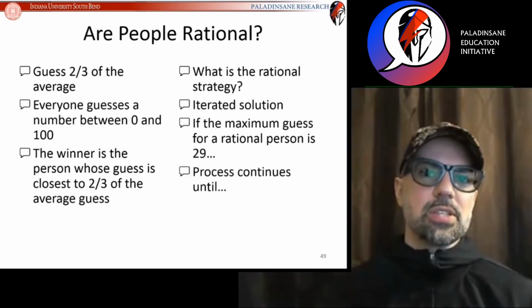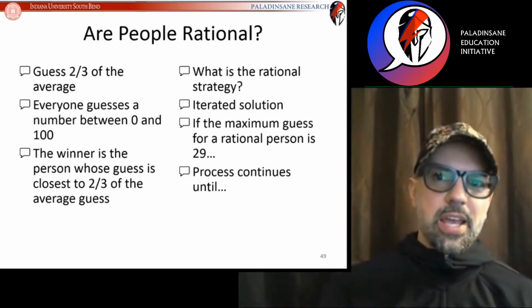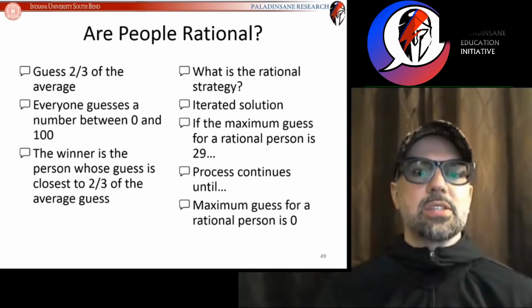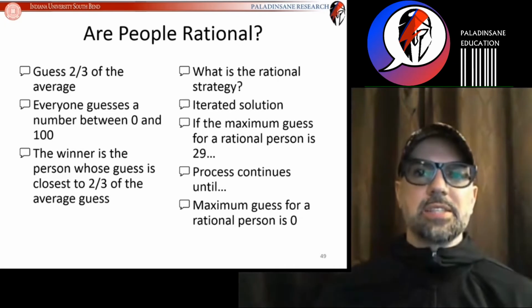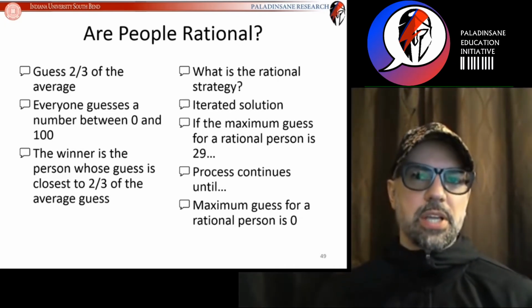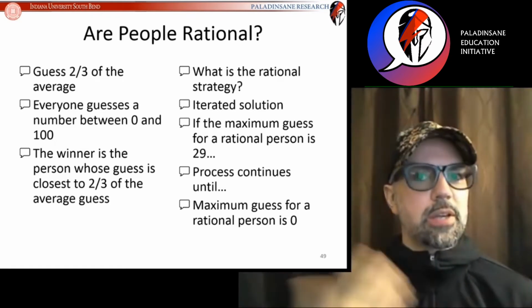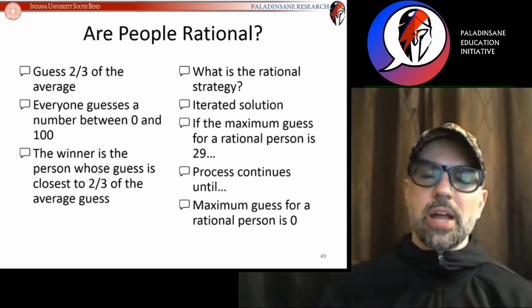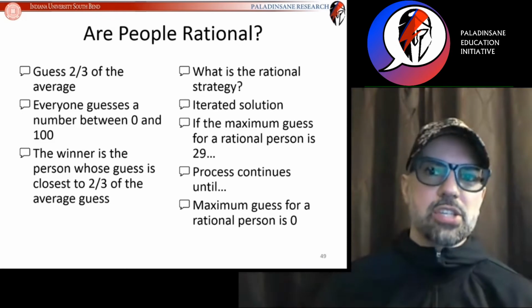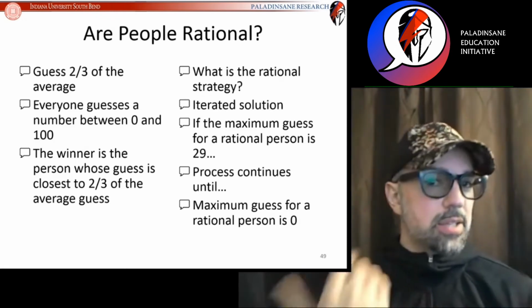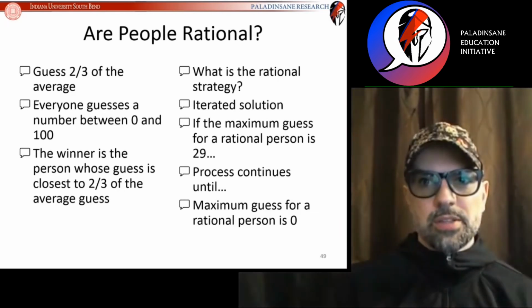And the process continues until you come to the solution that the prescriptive strategy, if you're playing against other rational individuals, is to guess zero. The rational person will guess zero. That is the best solution for this particular game. So did you guess zero for your prescriptive solution? Did you work it through and say, you know what, if I'm rational and everybody else is rational, zero is the only number that we could possibly guess. Zero would give you the best chance of winning. So did anybody get zero? And if you didn't, what was your descriptive solution?